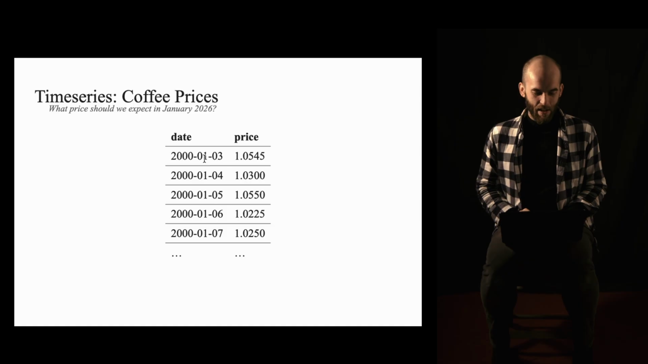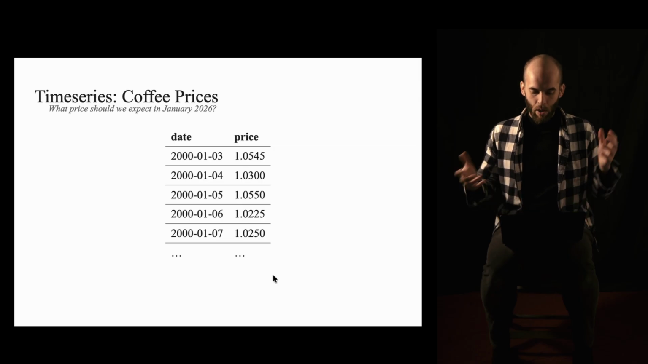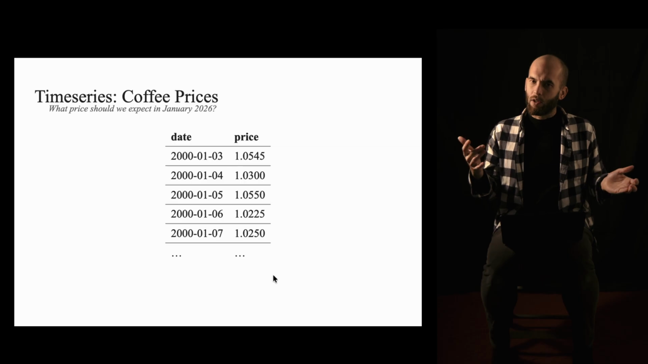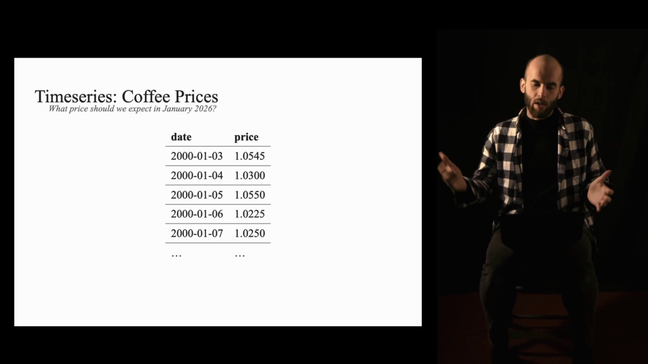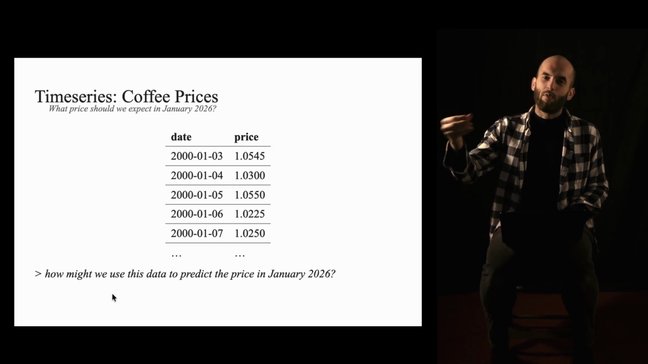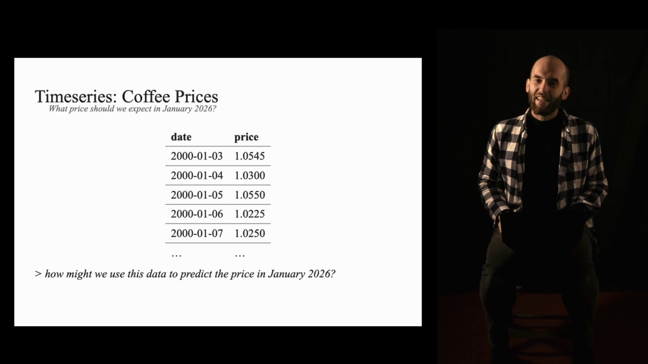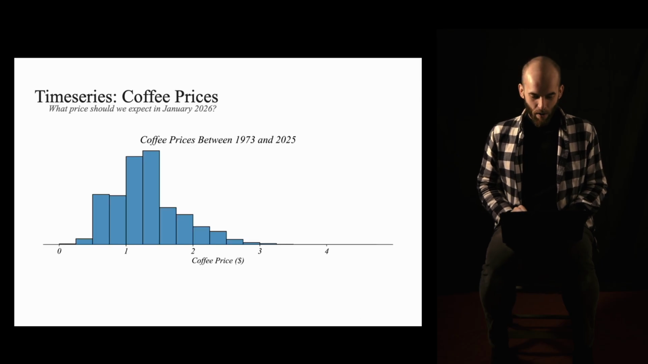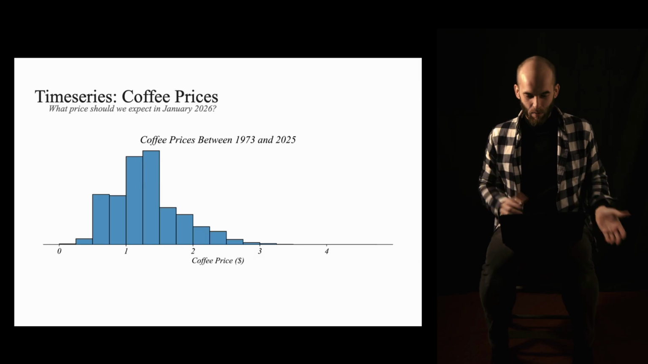And I have this data set here. You can see I have two columns. One is the date, where I have the year, the month, and then the day. This goes back pretty far. I'll show you the long history of this in a second. But then I also have price. This is just measuring the price, I believe by kilogram, through each one of these periods. And so this is our question. How might we use this data to give us a general idea of what price of coffee we should expect in January 2026?